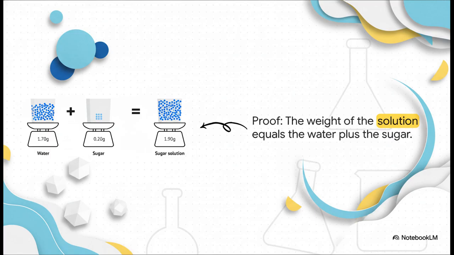And here's the proof. It's all about weight. If you weigh the water, then you weigh the sugar, and then you weigh the final solution after everything's dissolved, guess what? The numbers add up perfectly. The total weight is exactly the same. Nothing was lost. The sugar is all still in there, it's just hiding.